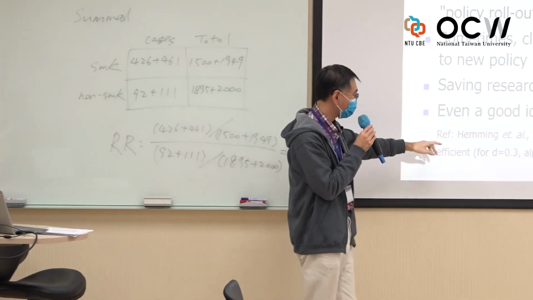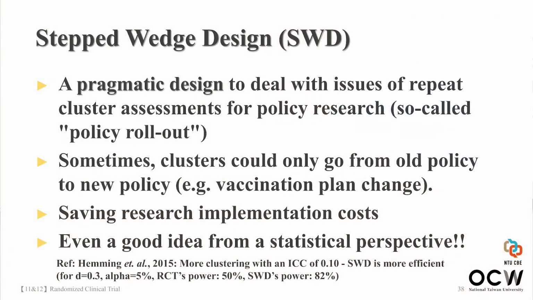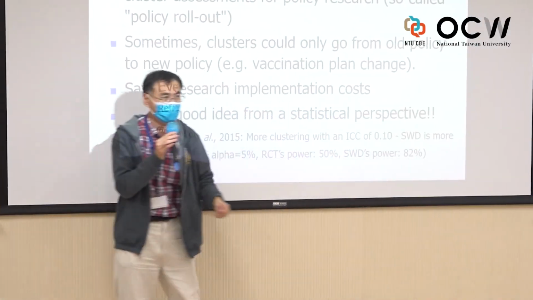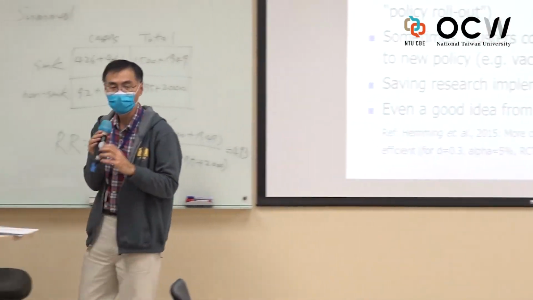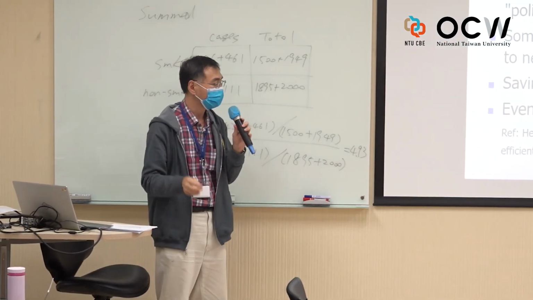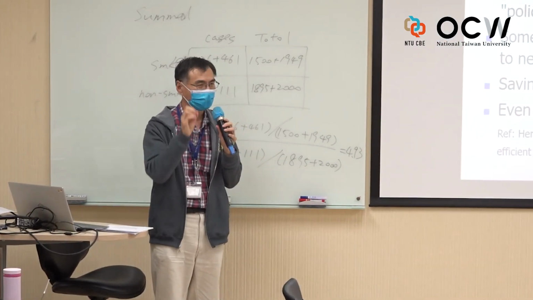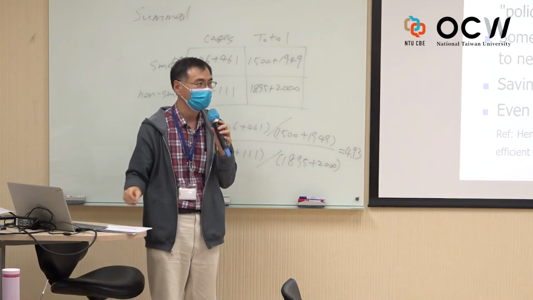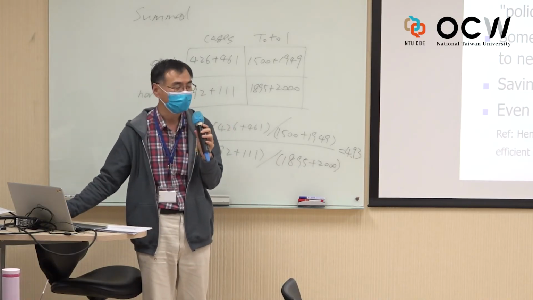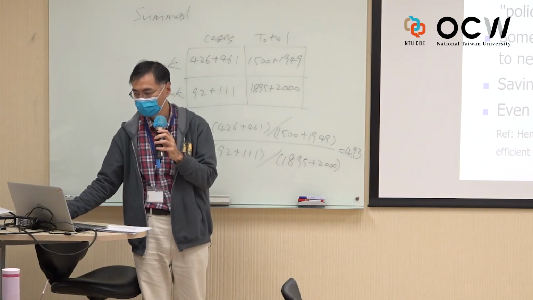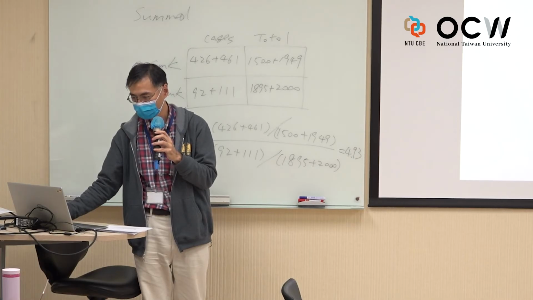There are some statisticians called Hemming. They proved the statistical power is even higher. See, a typical randomized controlled trial power is 50%, but SWD, this kind of study design, could be as high as 82%, which is even better than a traditional randomized controlled trial with allocation or randomization at the individual level. So it's saving time and money, and even better in terms of methodology.